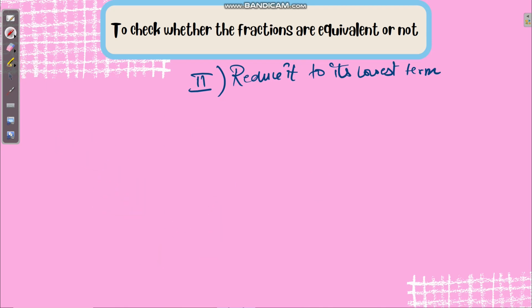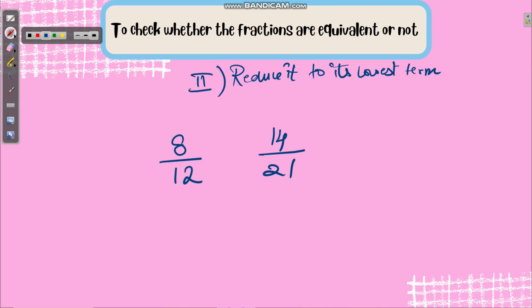Let's take one more example and find whether they are equivalent or not. Let's take 8 upon 21 and 14 upon 21. Okay, this is not 21, this is 12. 8 upon 12. Let's take this example. Are they equivalent? So let's find out. Let's reduce the first fraction, that is 8 upon 12. Is there any number which can divide 8 and 12? Yes, there is 4. The HCF of 8 and 12 is 4. So let's divide it with 4.